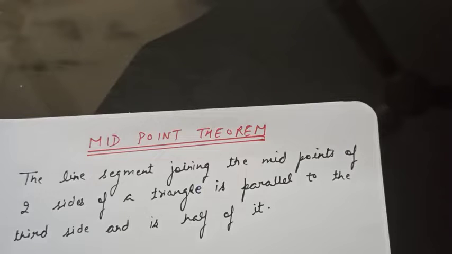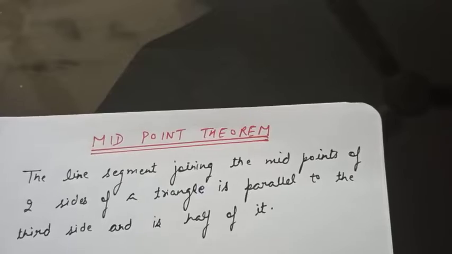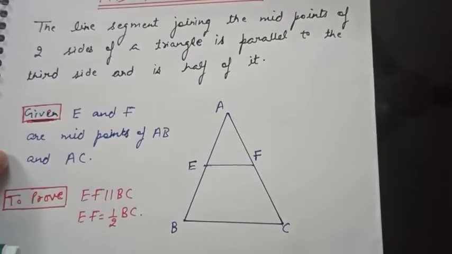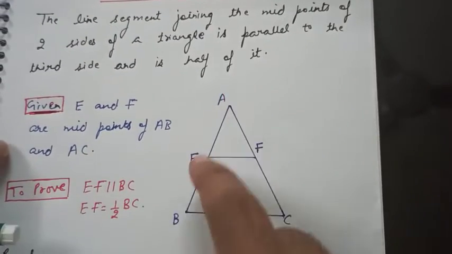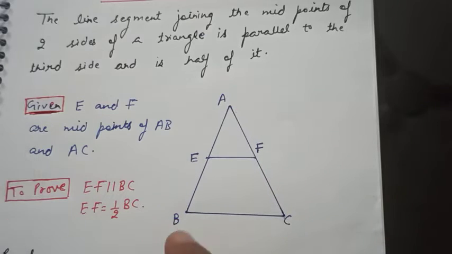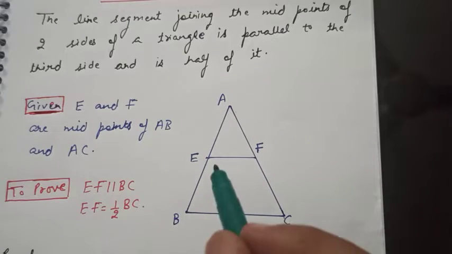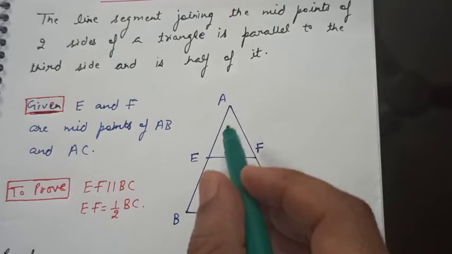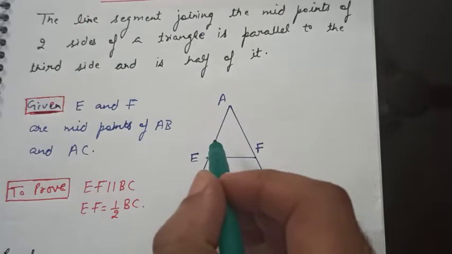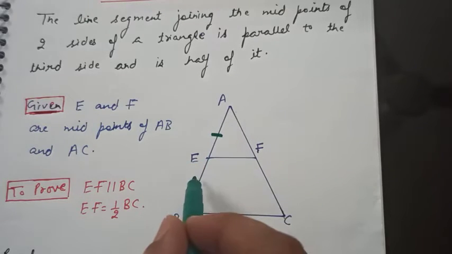We are doing the proof of the midpoint theorem. The midpoint theorem says the line joining the midpoints of two sides of a triangle. Suppose this is a triangle given to us, right? The line joining the midpoints of two sides. So E and F are given to us as the midpoints.